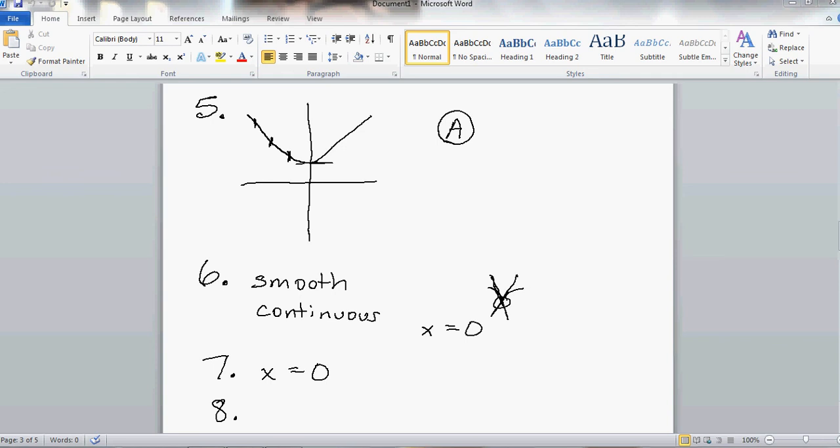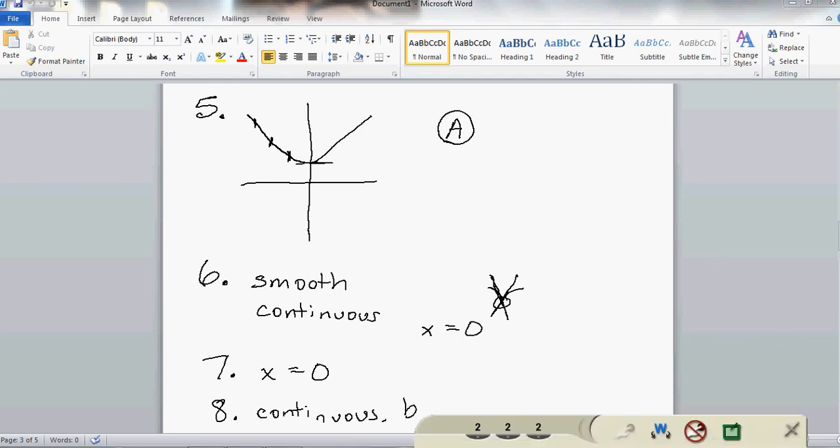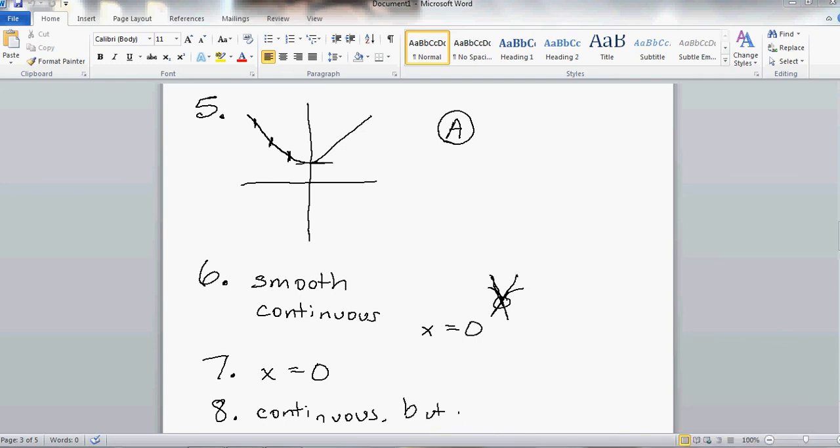But is it differentiable? In order to be differentiable, not only does it have to be continuous, but it also has to be smooth. And at negative 1, is it smooth? No. It has that point. There's that point on that graph. And so we would have to say, yes, it is continuous, but not differentiable.